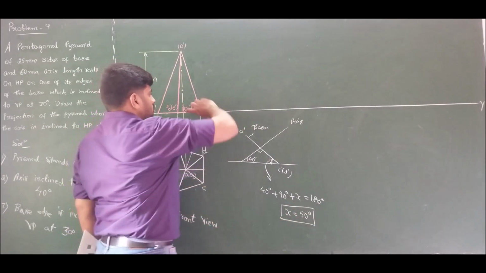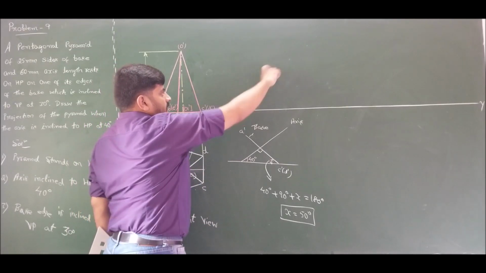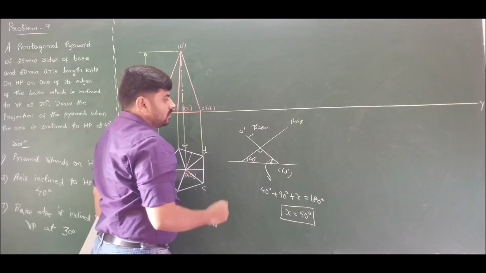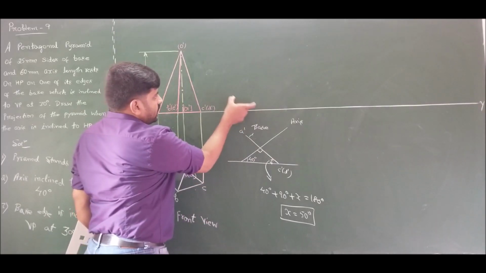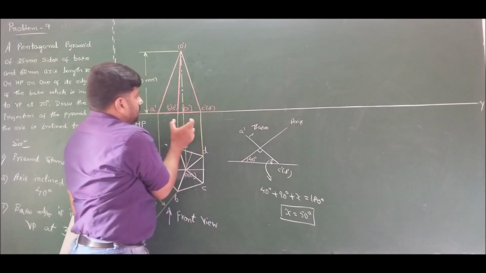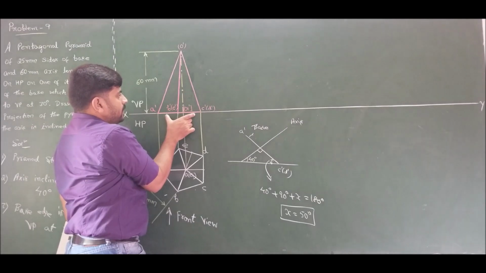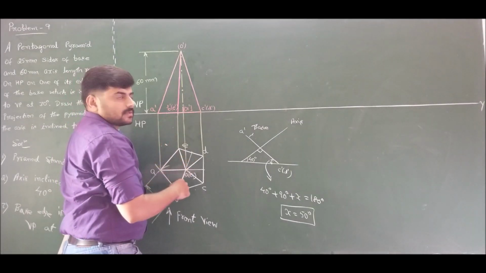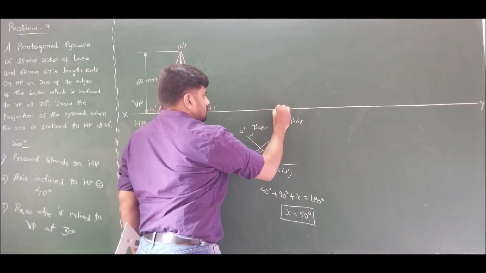So if I rotate the base at an angle of 50 degrees, automatically the axis will be inclined at an angle of 40 degrees to the horizontal plane. Therefore, drawing a 50 degree line, on that 50 degree line plot this base line, which is nothing but A prime to C prime or D prime. So if I do that, initially mark 50 degrees.